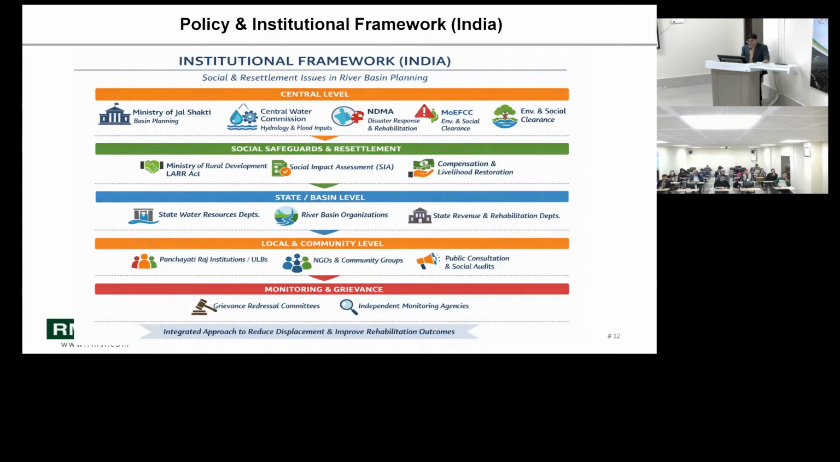And then local communities, Panchayati Raj institutions, rural NGO bodies, groups, public consultation, social audits. So all these agencies are there which you should consult, or whose data we should consider. They should plan what their policies, guidelines and governance mechanisms are while there is flooding or a hazard, and what should be the escape route.